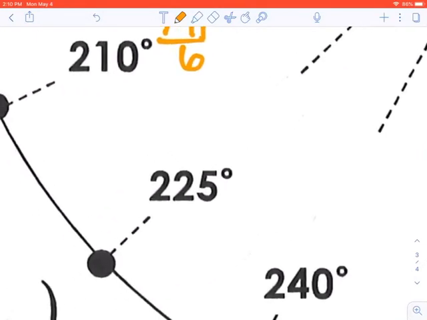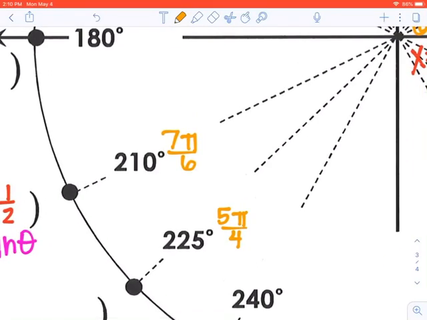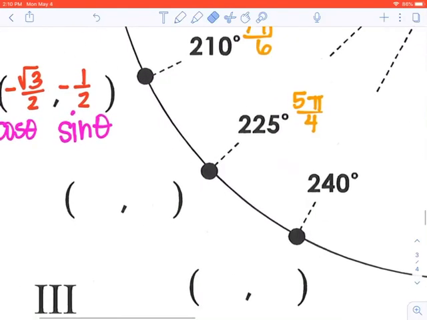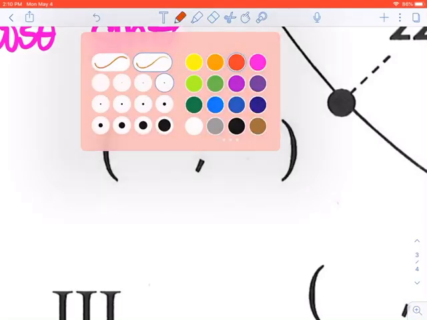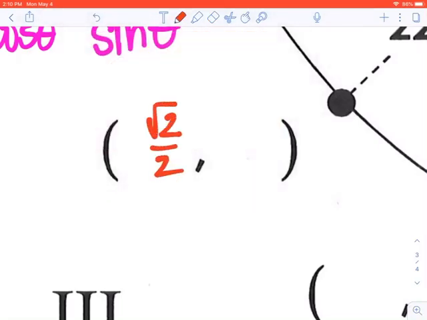225 degrees, the radian is 5 pi over 4. Notice from 180 to 225, that's a 45-degree reference angle. So this has the same numbers as the 45-degree angle in the first quadrant: root 2 over 2, root 2 over 2. But as we just said, x is negative and y is negative in the third quadrant.